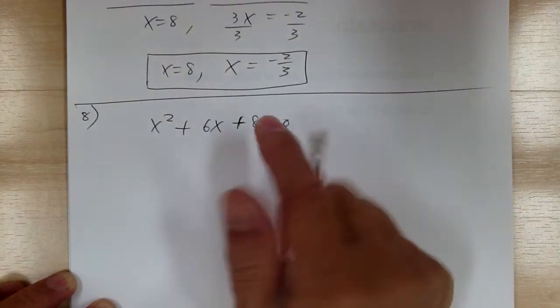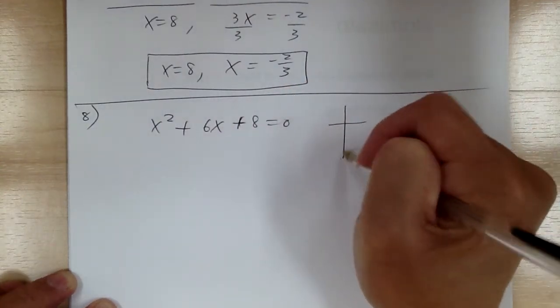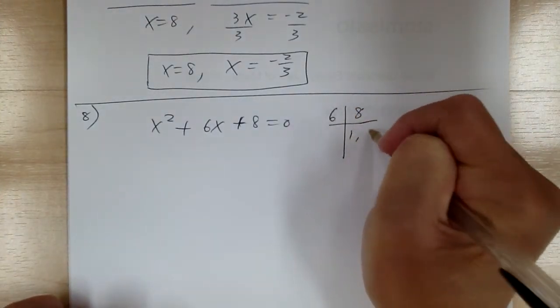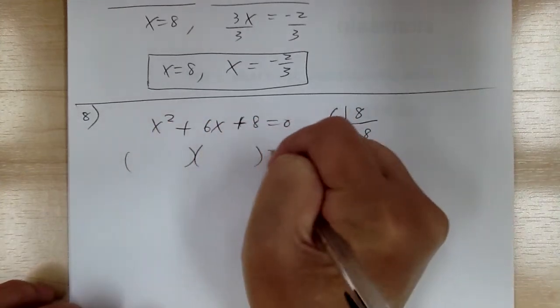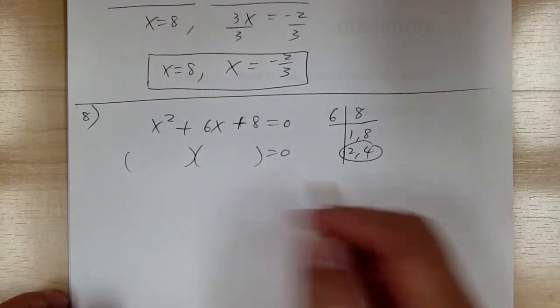So step 1, common factor, cannot. Step 2, perfect square, no. Step 3, step 4, match the product. So you're going to get factors of 8: 1 comma 8, 2 comma 4, and this is the one. Okay, and make sure you follow through with your equal to 0 on the equal sign.